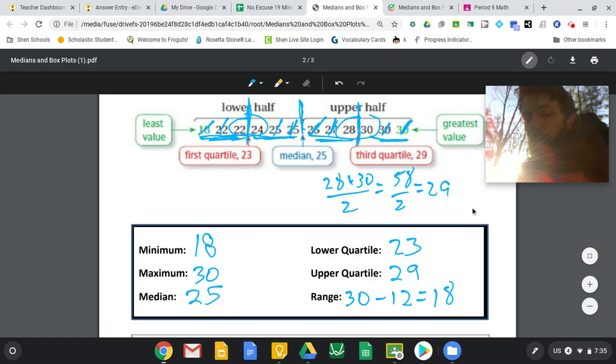In the next video, we're going to show you how to construct the box and whisker plot. In this video, we simply showed you how to get information from it.